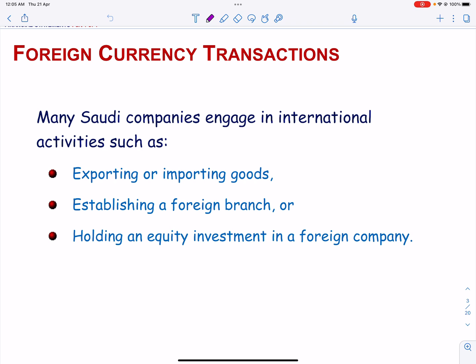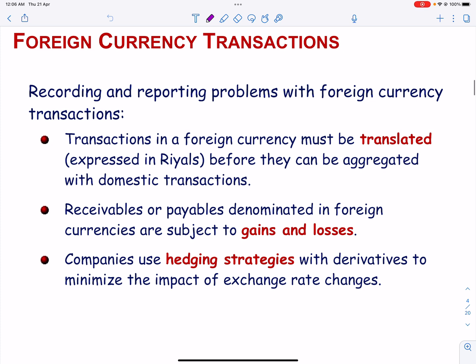Such companies are engaged in international activities such as exporting or importing goods, establishing a foreign branch, or holding an equity investment in a foreign company. So let us explain this with an example. A Saudi firm buys goods and services from Germany. The German company wants to be paid in euros, to which the Saudi firm agrees.